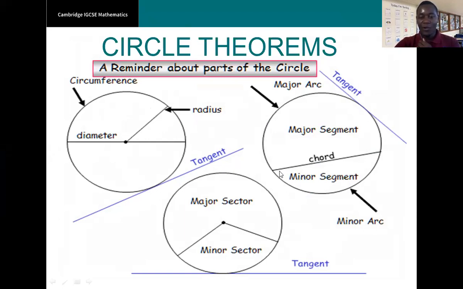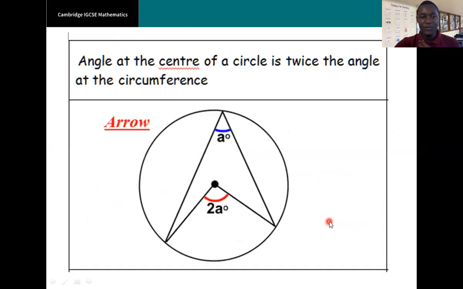We have a chord. A chord is a line that is drawn to intersect the circle at 2 points, drawn inside the circle. That is a chord. A diameter is a special kind of chord anyway. So we have sectors, we have segments of a circle, and so on. Now let's move straight to our first theorem.